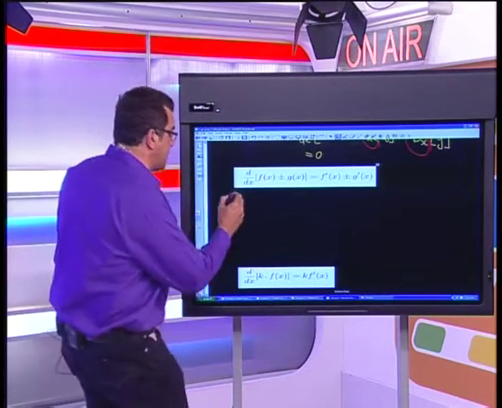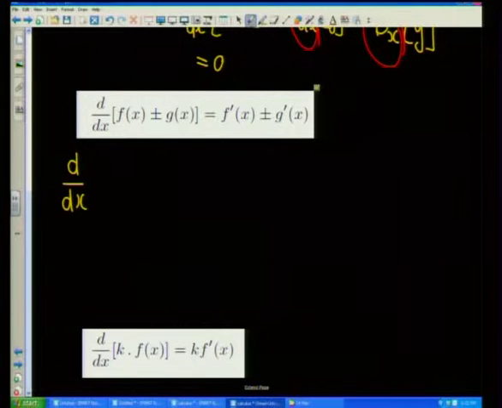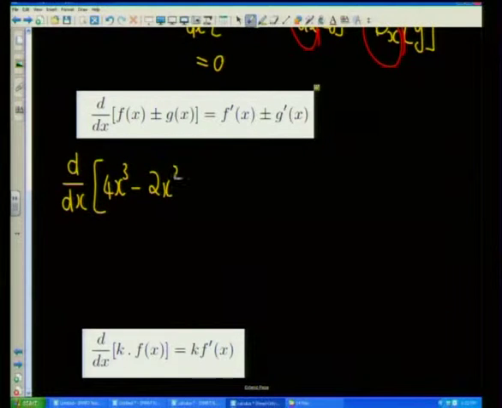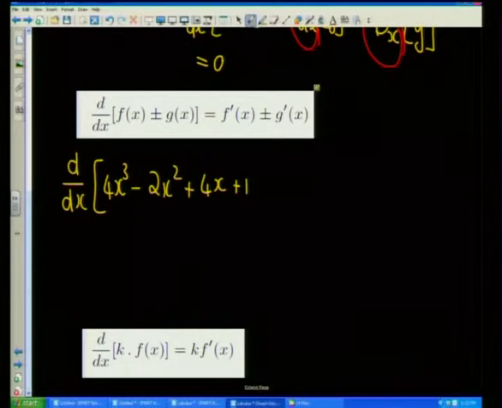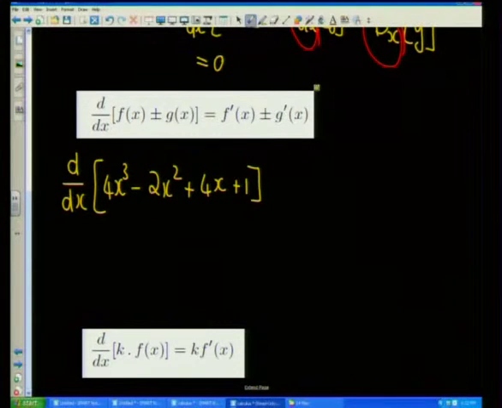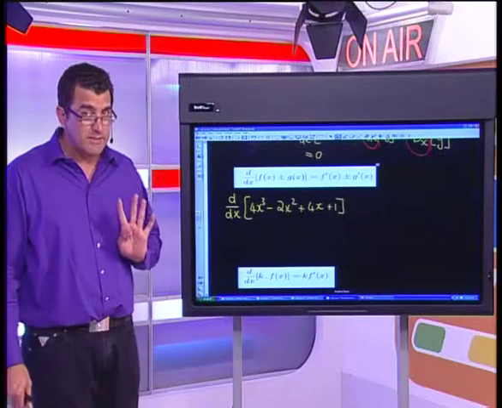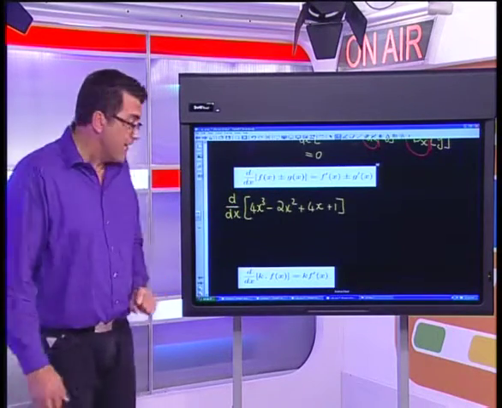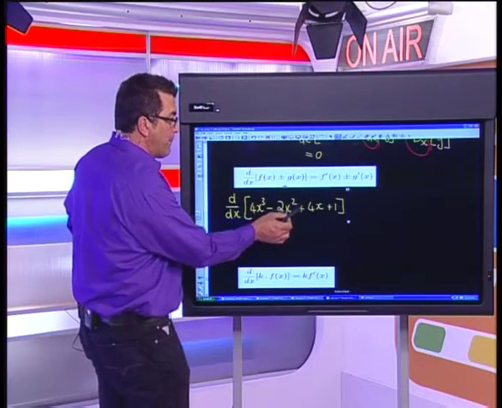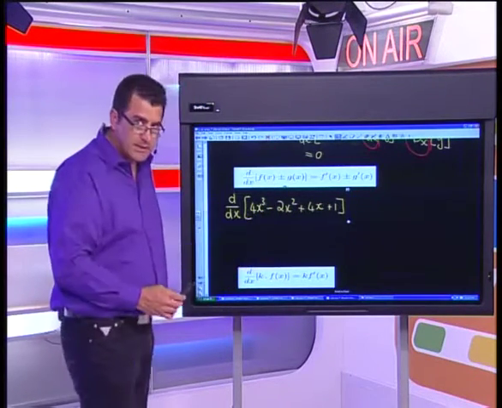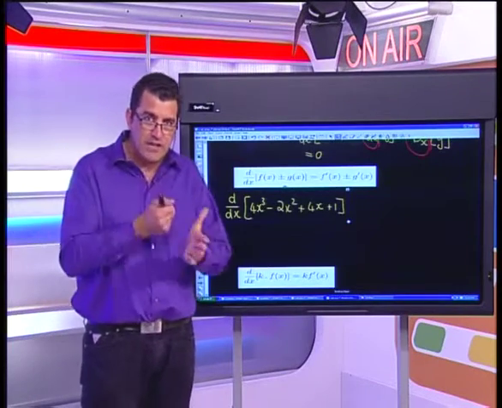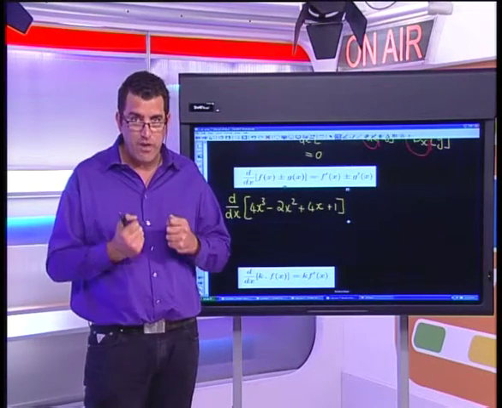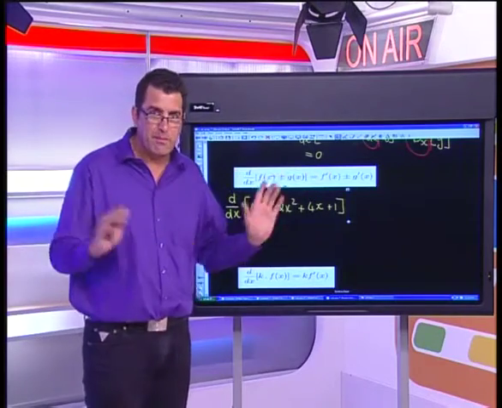So an example, a quick example, another one, the d dx of, let's say, 4x to the power 3 minus 2x squared plus 4x plus 1. Okay? I want to differentiate that function. Now, there's 4 terms there. Okay? Be careful. So this is not just f of x and g of x. This is f of x minus g of x plus k of x plus p of x. I'm treating every single term as if it was a function by itself when I differentiate. And that is what the rule is saying in plain English.